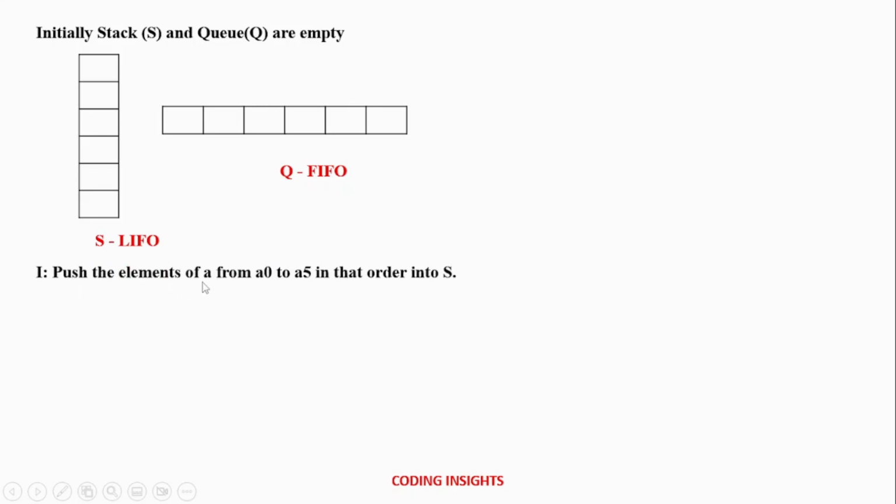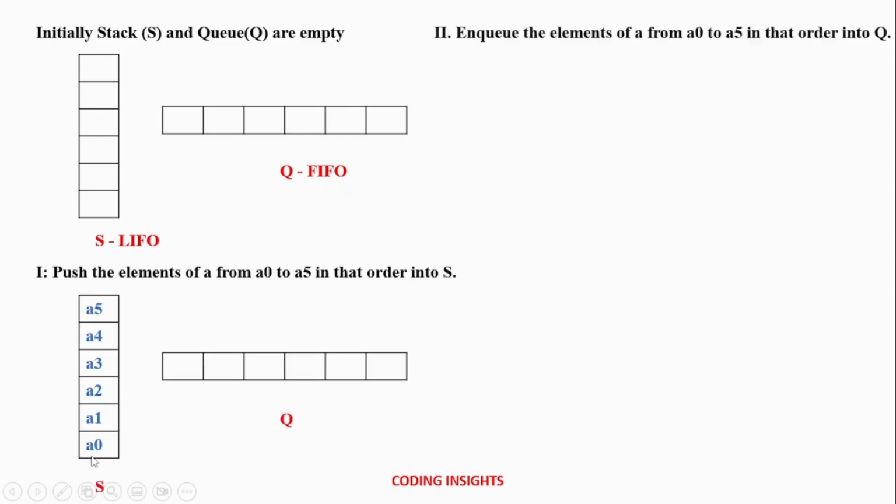Push the elements of A from A0 to A5 in that order into S. So we have to push the elements from A0 to A5 into the stack. So we are pushing the elements A0, A1, A2, A3, A4 and A5. So we have pushed all the 5 elements into the stack one by one, and the queue still remains empty.